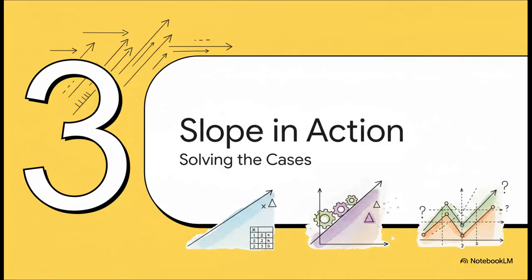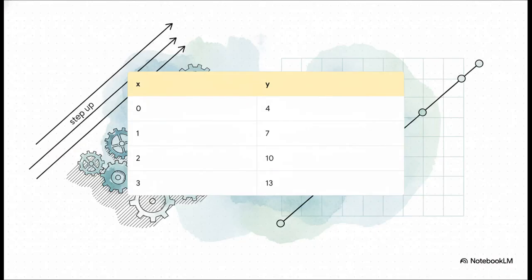Okay, theory is one thing, but let's see this thing work in the wild. We're going to put the delta method to the test by solving a few different cases. We'll start easy and then get a little bit trickier. Let's start with a nice, clean example. In this table, you can see the x values are stepping up perfectly one by one, 0, 1, 2, 3. This is pretty much the most straightforward case you're ever going to see.